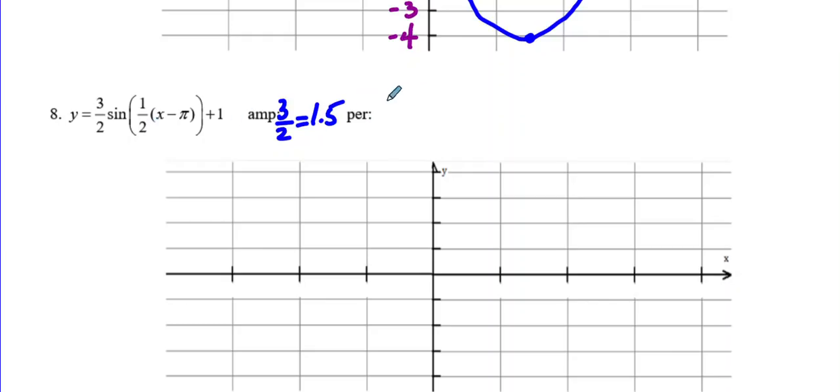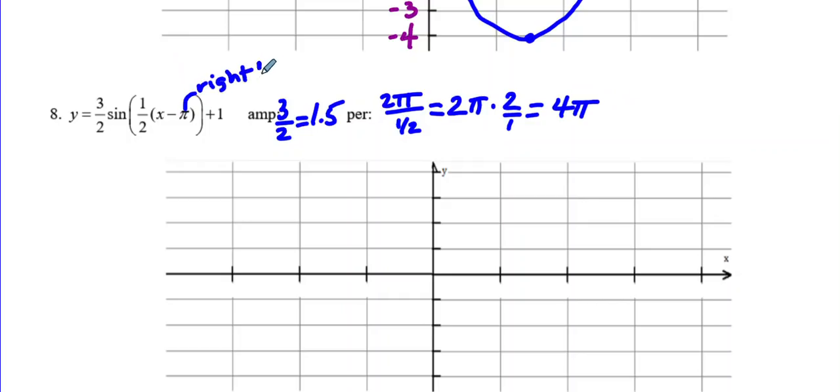The period is 2 pi divided by the b value, and the b value here is 1/2. So 2 pi over 1/2, which becomes 2 pi times 2 over 1, which is 4 pi. The minus pi moves you to the right pi, and the plus 1 moves you up 1.